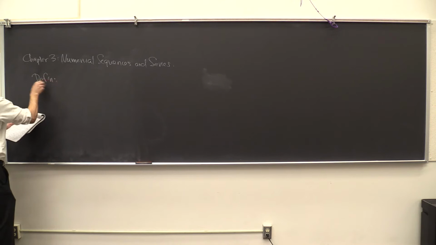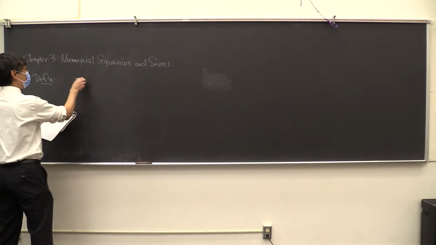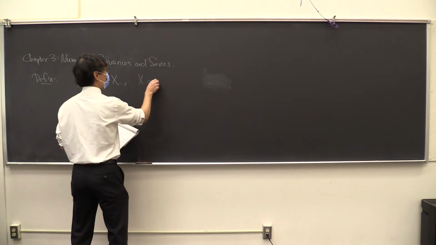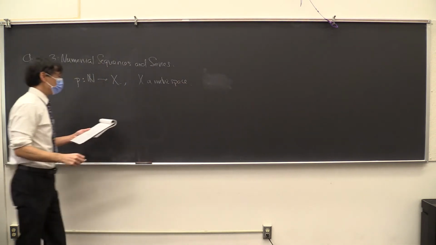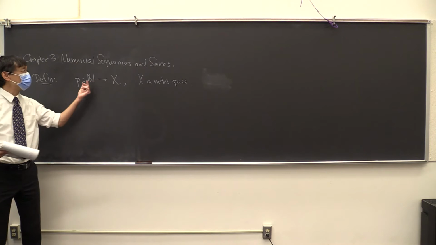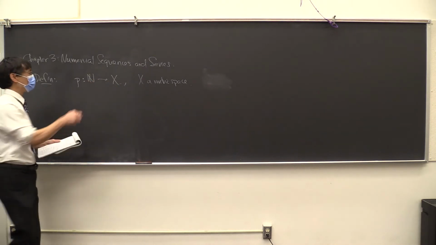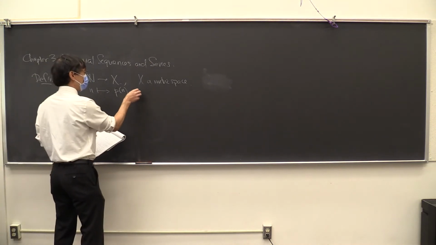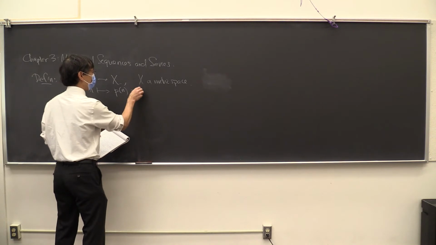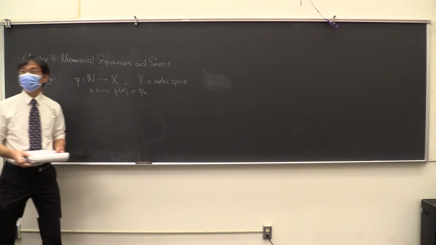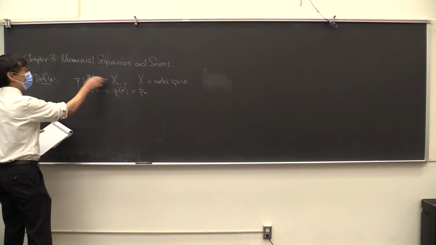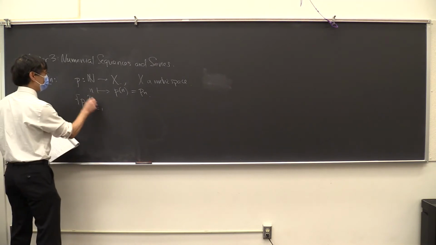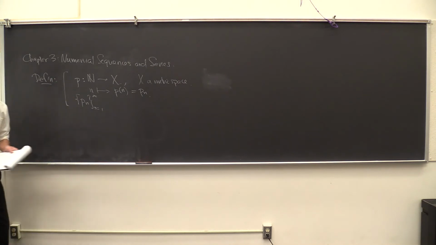So first off, let's start with the main definition. Suppose you have a function from the natural numbers into x, where x is a metric space. This is a sequence. It associates with every number a point in x, so with every n you associate some point p of n. Usually when talking about sequences we don't write p of n, but rather p sub n, and sometimes we abbreviate the whole thing as p sub n from n equals 1 to infinity.